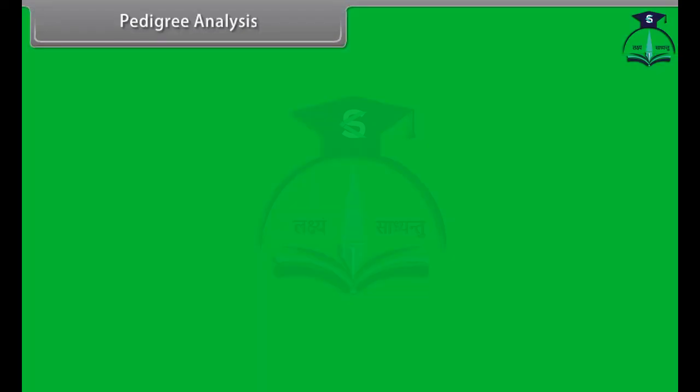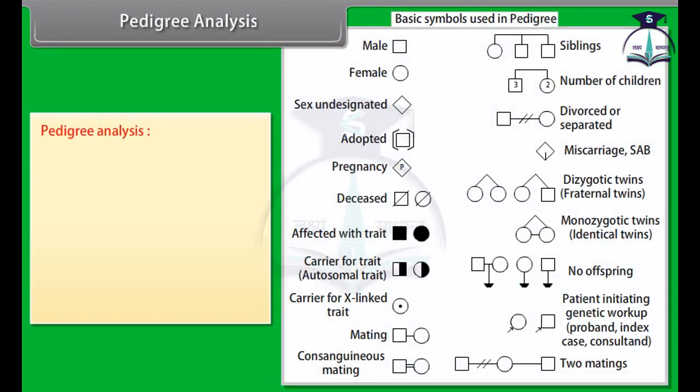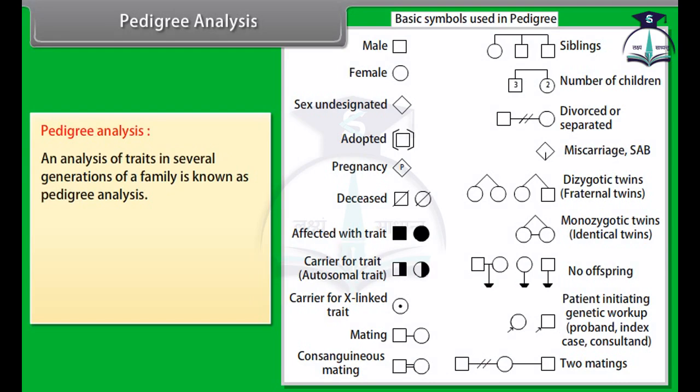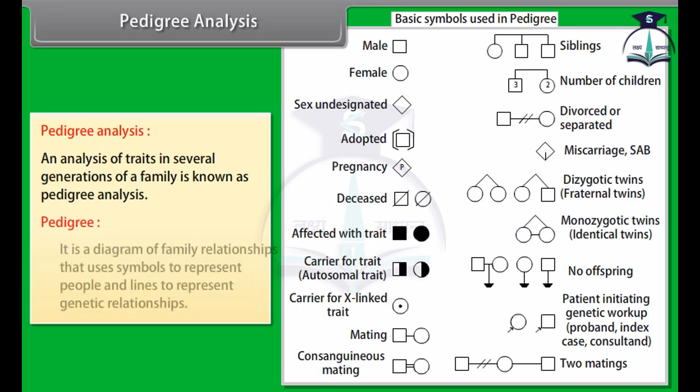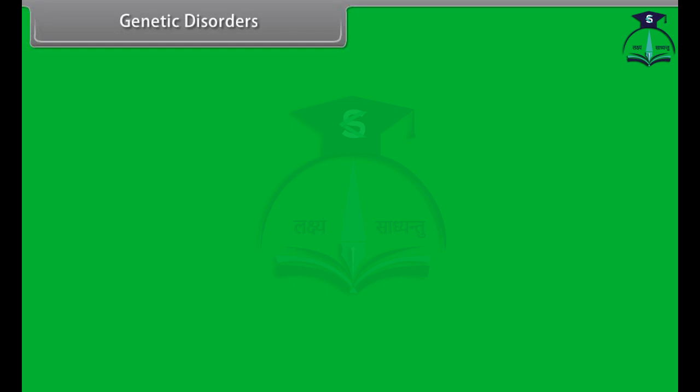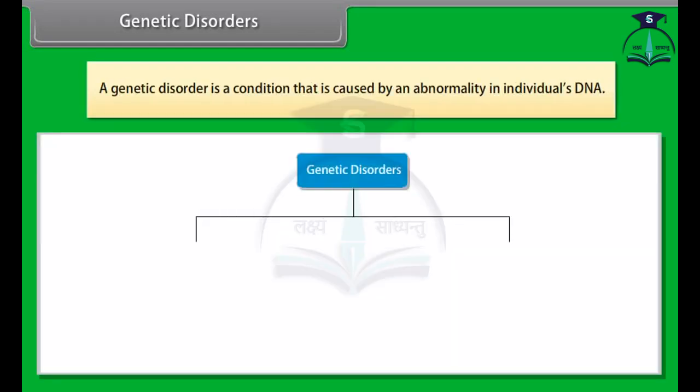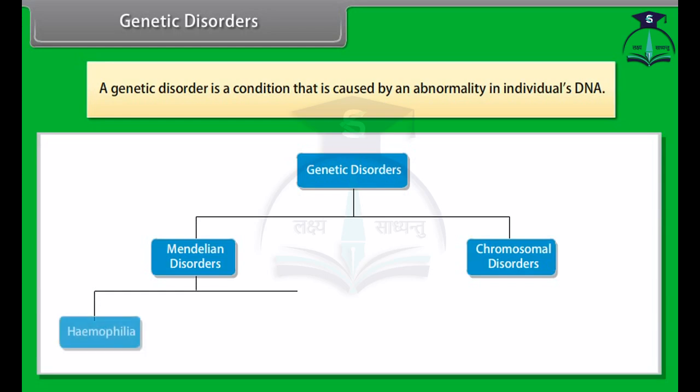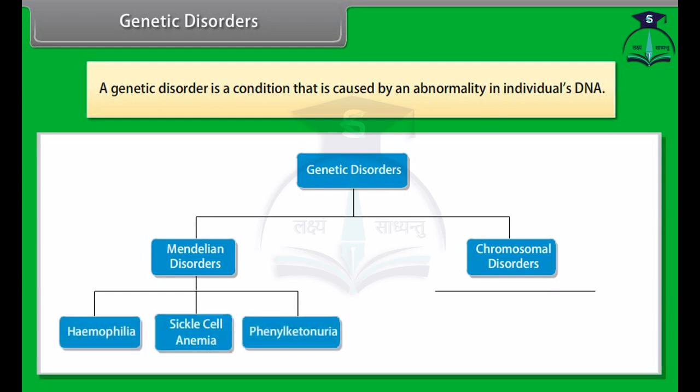Pedigree analysis. An analysis of traits in several generations of a family is known as pedigree analysis. Pedigree: it is a diagram of family relationships that uses symbols to represent people and lines to represent genetic relationships. Genetic disorders. A genetic disorder is a condition that is caused by an abnormality in an individual's DNA.